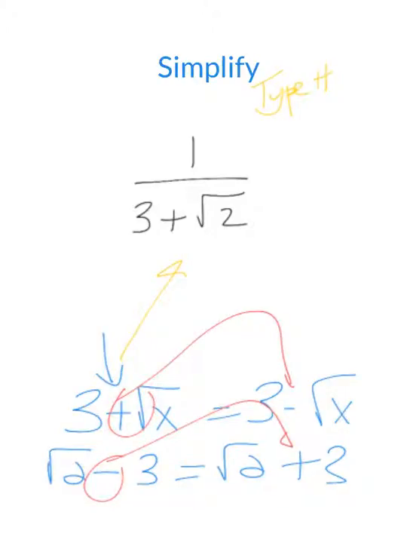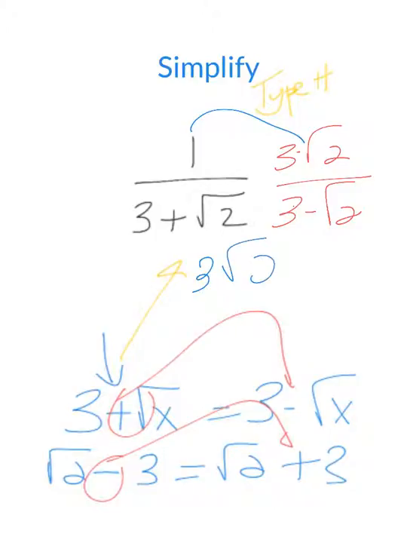So to solve this problem, what we're going to have to do is simply multiply by the conjugate. So the conjugate here is 3 minus root 2. So I do that to the top and the bottom. So our new numerator will distribute, just becomes a 3 root 2.